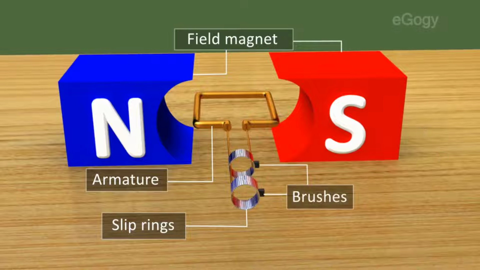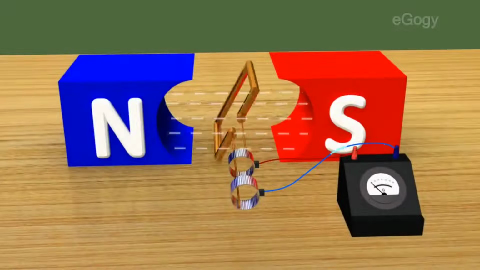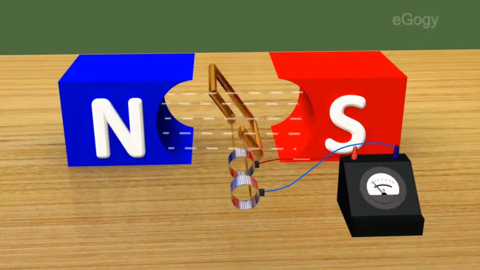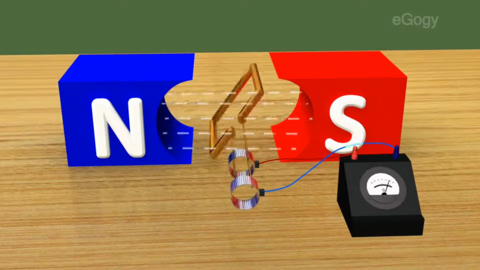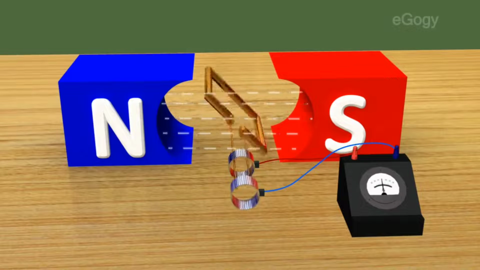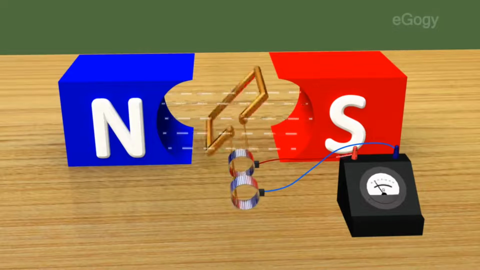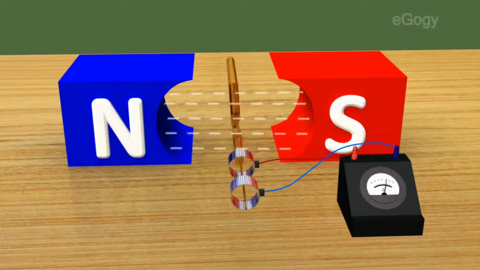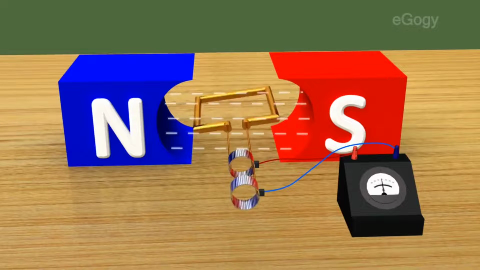Brush is an arrangement that is always in contact with slip rings. Current flows to the external circuit through this. Armature coil rotates continuously using mechanical energy. Simultaneously, the armature coil deflects the magnetic flux lines and EMF is generated in the coil. This continuous motion of the armature coil helps to keep a constant current in the external circuit.